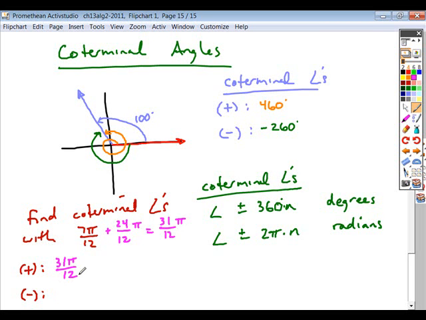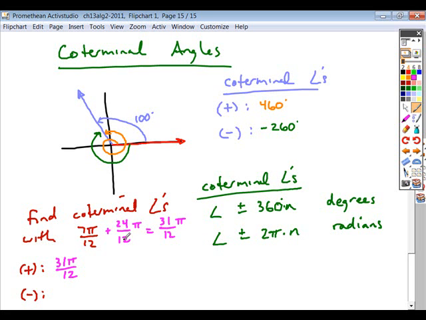Olivia? I don't understand how you come up with 3 pi over 12. Because here's the way to find coterminal angles in a radian measure: add some multiple of 2 pi. So we're just going to add 2 pi. Since we're in twelfths to begin with, when we add the value, we want it to be in twelfths as well. So 2 pi in terms of twelfths is 24 twelfths.